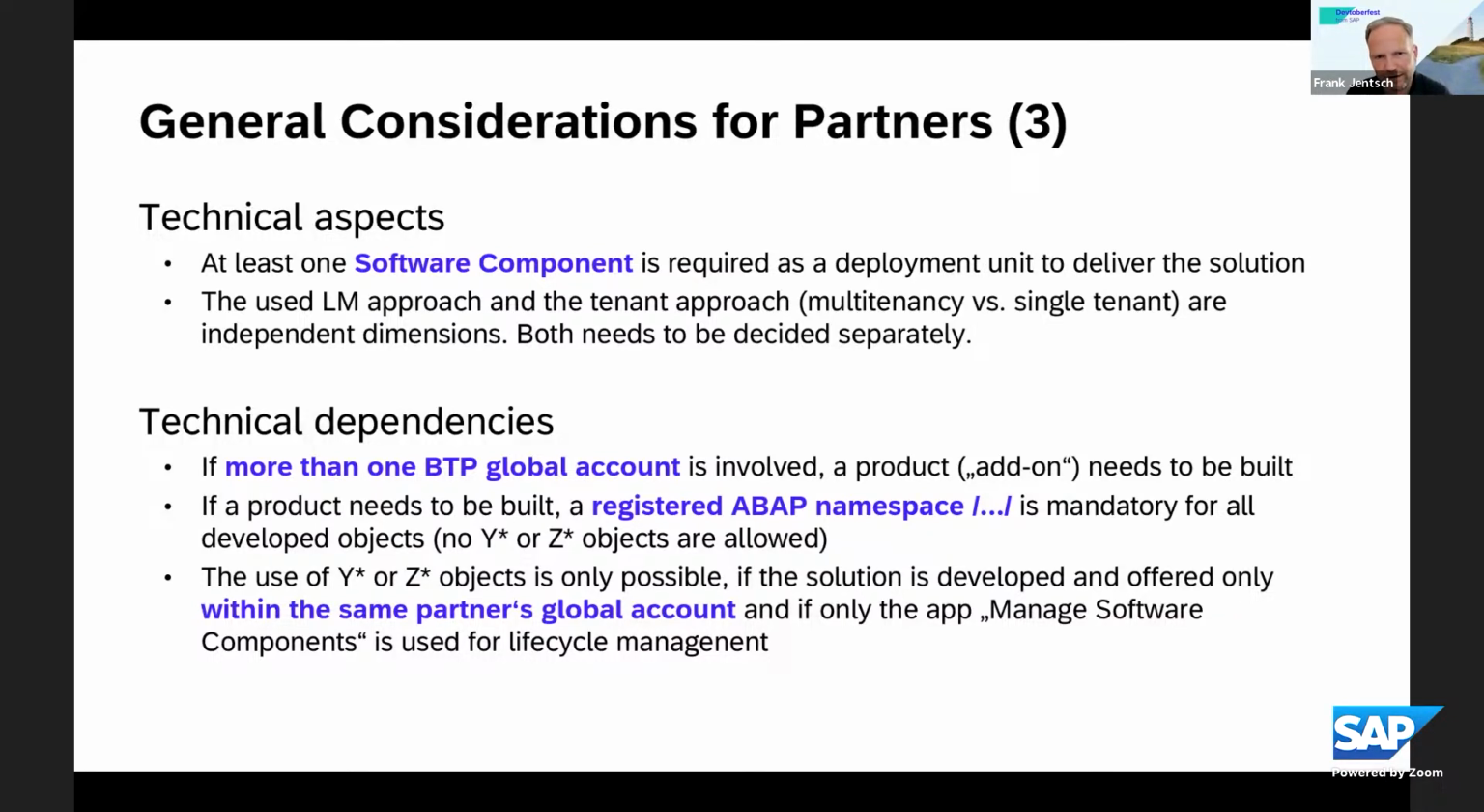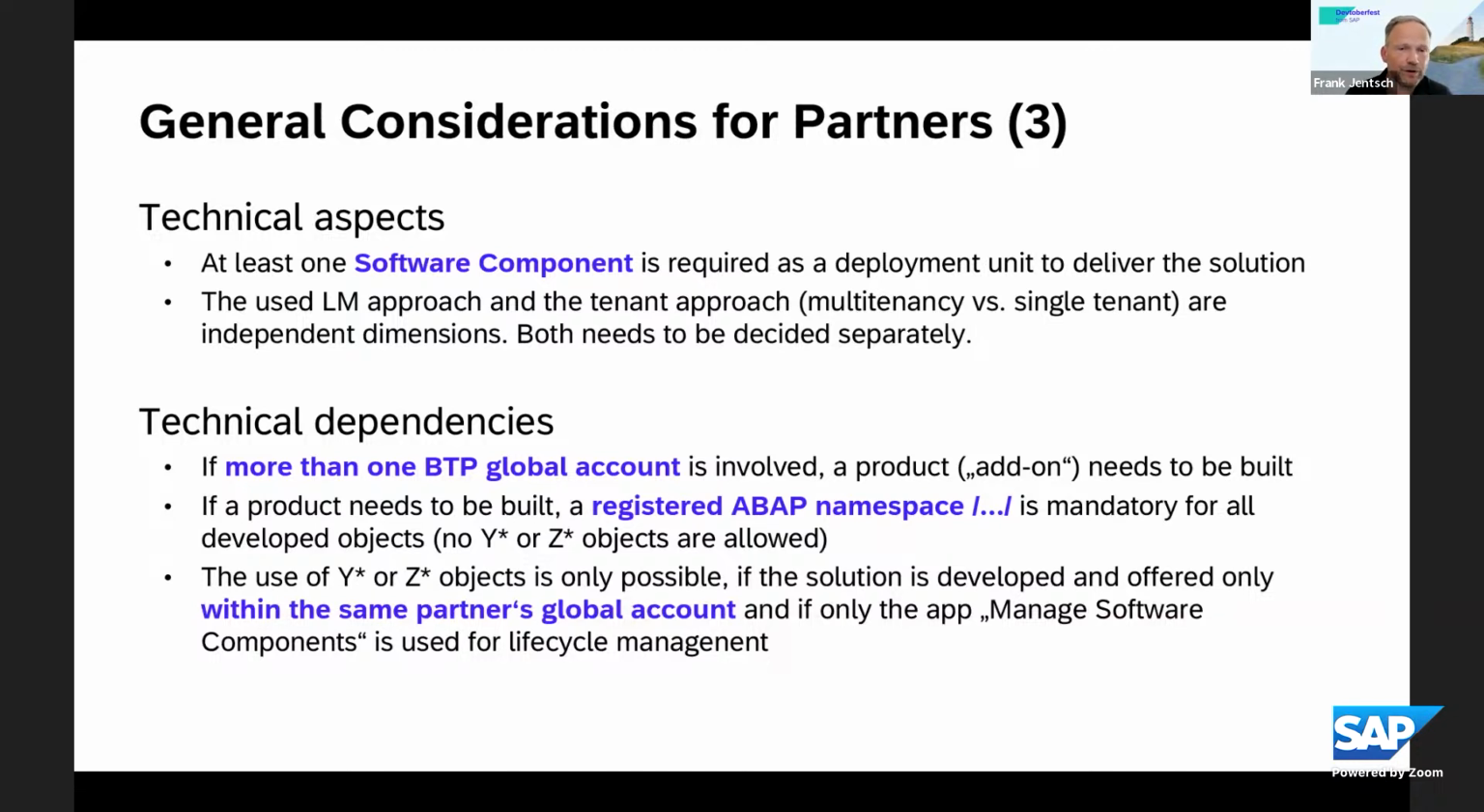But there are also dependencies between namespaces, and if you want to support more than one BTP global account, as I already said, you need to use the product as a lifecycle management tool. And if you are using this approach, so to build an add-on, you need to use ABAP namespaces. So therefore, it's not possible to develop something with Z or Y objects and to build an add-on based on these objects. So therefore, the namespace is mandatory for products.